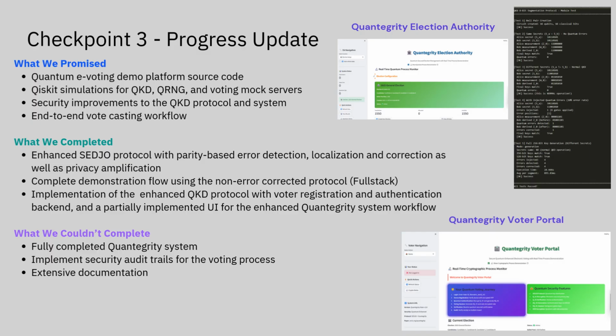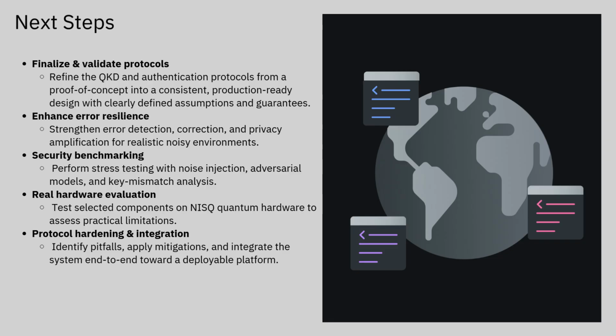By checkpoint 3, we managed to implement error correction, segmented key generation, and privacy amplification strategies to our QKD protocol, and also validated them with simulations. Our initial plan was to implement a fully interactive demonstration where a user can experience the complete voting workflow. While we have implemented a nearly complete demonstration using the non-error-corrected protocol, we are yet to fully integrate the enhanced protocol. Our immediate next step is to finalize the implementation of the complete demonstration flow and possibly make this a deployable solution integrated with real hardware.